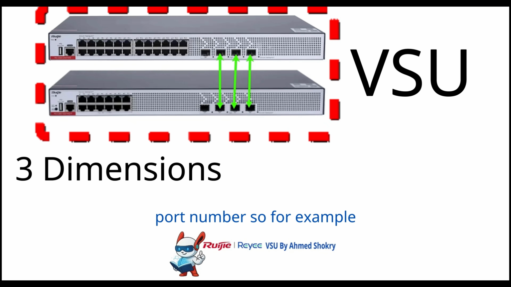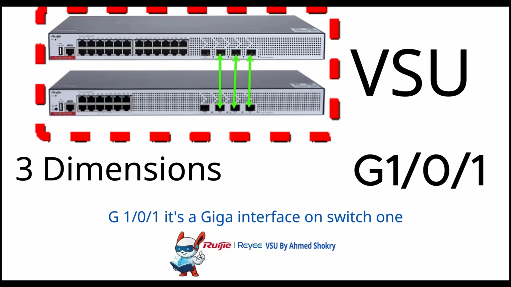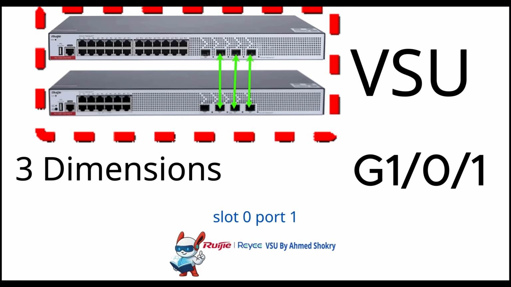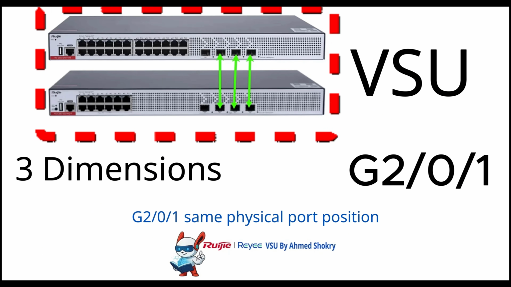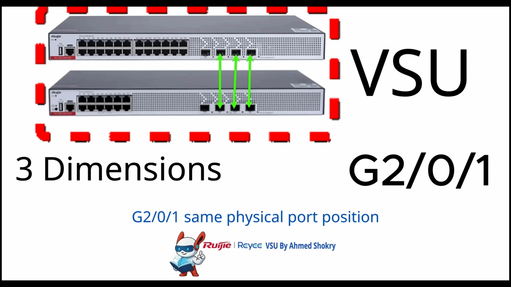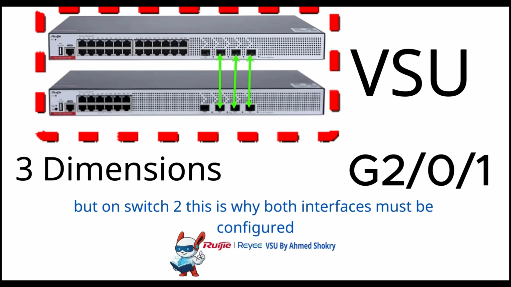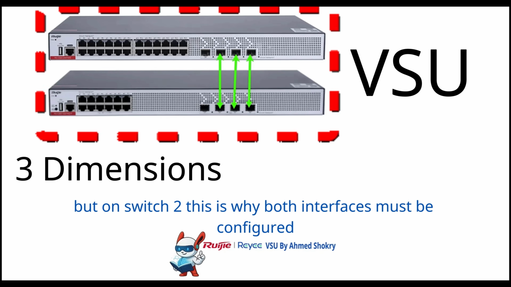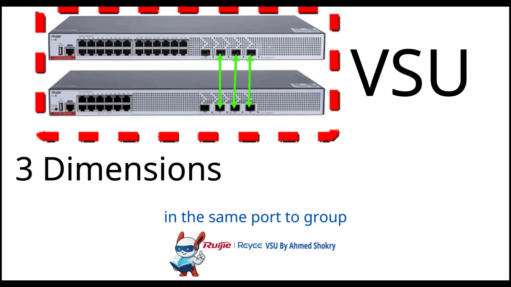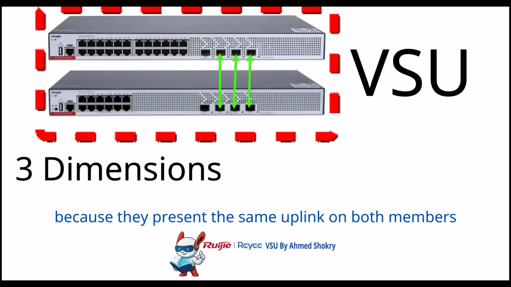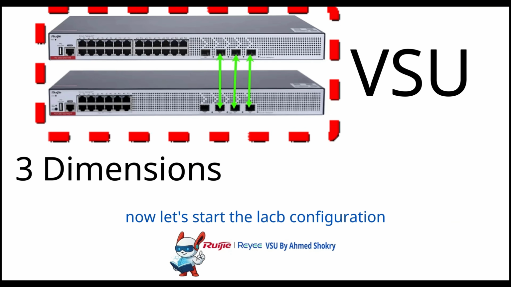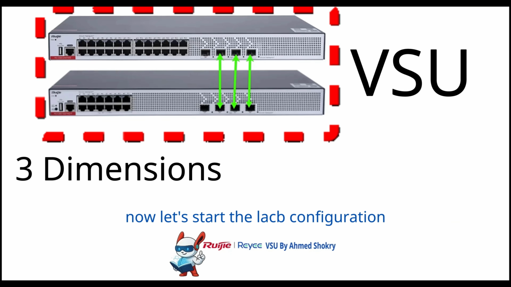So, for example, G1/0/1 is a Giga interface on switch 1, slot 0, port 1. G2/0/1 is the same physical port position, but on switch 2. This is why both interfaces must be configured in the same port group, because they present the same uplink on both members. Now let's start the LACP configuration.